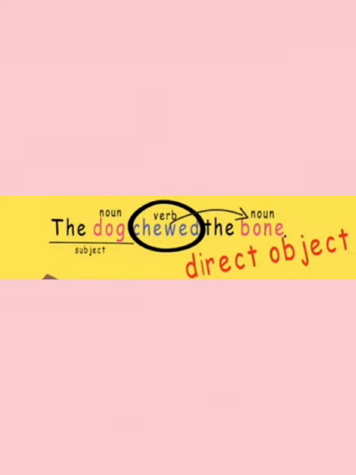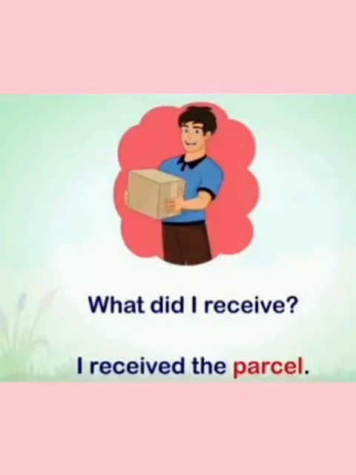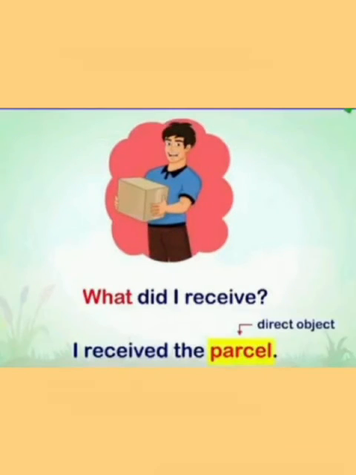Let's see another example. Ricky threw pebbles in the pond. Now, here Ricky is the subject, threw is the verb, and threw what? The pebbles. So, the pebbles is the direct object. Let's see another example. I received the parcel. Here, I is the subject, received is the verb, and received what? Received the parcel. So, the parcel is the direct object.